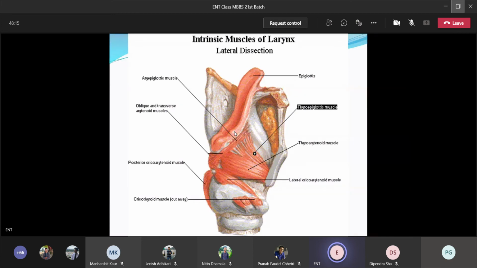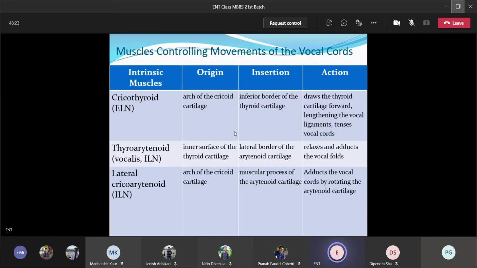Now the next slide is muscles controlling the movement of the vocal cord. Cricothyroid muscle: the origin is the arch of the cricoid cartilage. Insertion is the inferior border of the thyroid cartilage, and the action is to draw the thyroid cartilage forward, lengthening the vocal ligament and tensing the vocal cords.